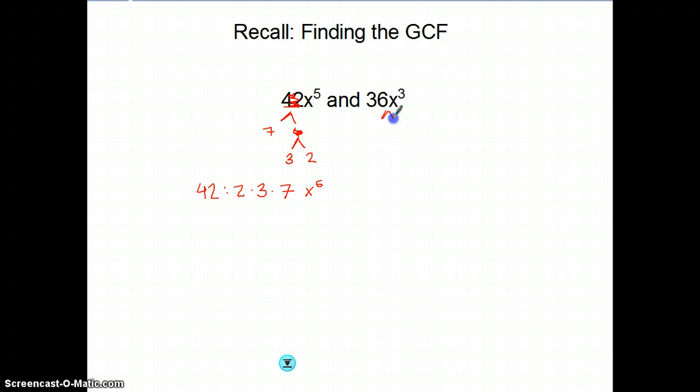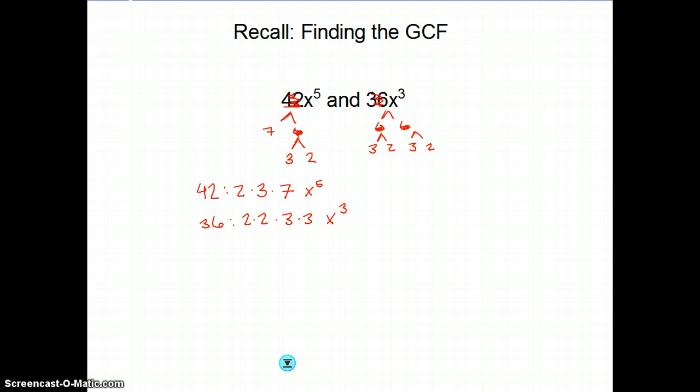For 36, when I factor it, I can break it down into 6 times 6, which breaks down into 3 times 2 and 3 times 2. Ignoring anything that's not at the end of the branch, I see that my prime factorization of 36 is 2 times 2 times 3 times 3. I'm writing them in order from least to greatest. I also have an x to the 3rd power.